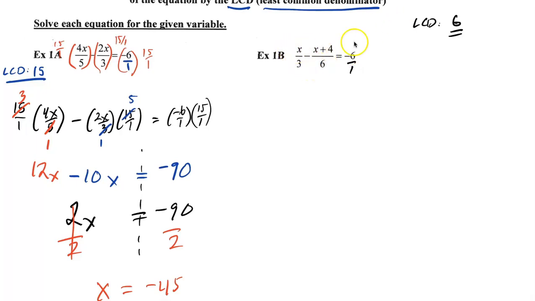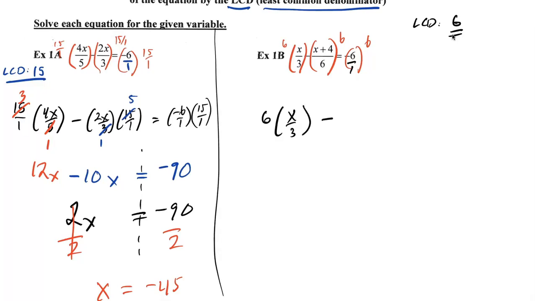So we're going to multiply everything by the LCD. We're going to multiply this by 6, and this by 6, and this by 6. Again, let's write it a little nicer. So we have 6 times x over 3. Minus, there's a minus there. 6 times x plus 4 over 6. Equals 6 times negative 6 over 1.